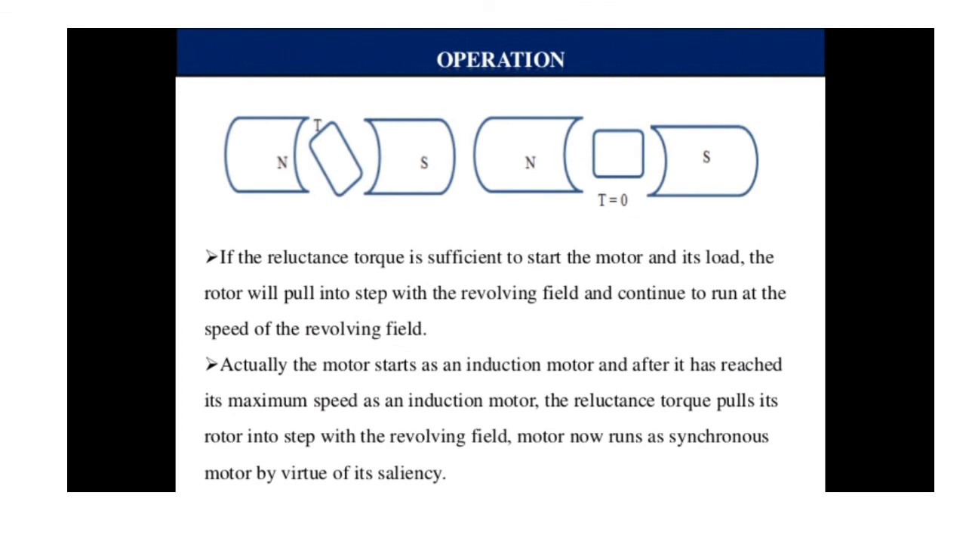Operation. If the reluctance torque is sufficient to start the motor and its load, the rotor will pull into step with the revolving field and continue to run at the speed of the revolving field. Actually, the motor starts as an induction motor, and after it has reached its maximum speed as an induction motor, the reluctance torque pulls its rotor into step with the revolving field. The motor now runs as a synchronous motor by virtue of its saliency.